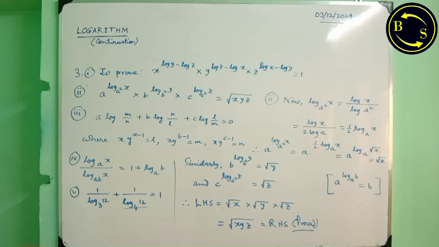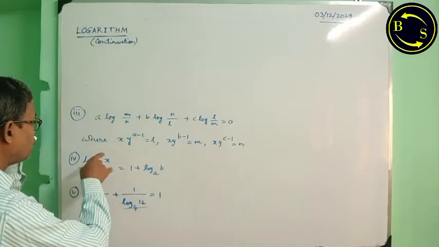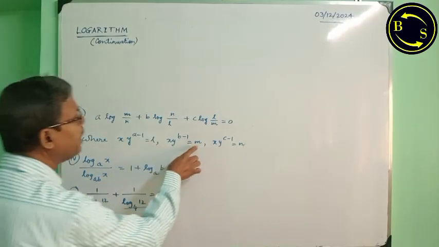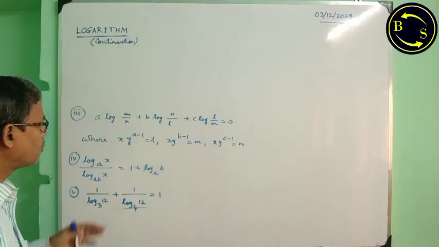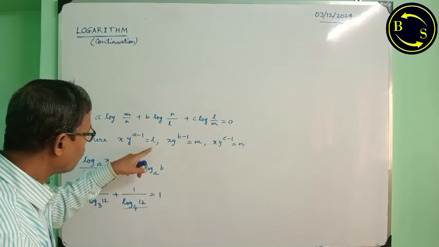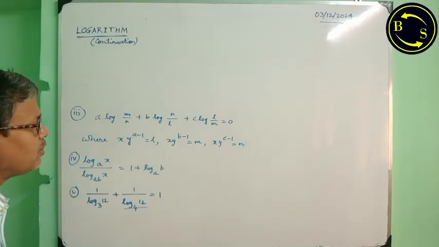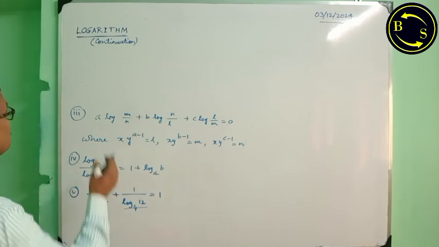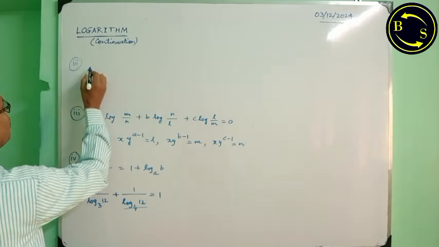Therefore, I solve second one. Then I move to sum number 3. Now, sum number 3. First we note values of L, M, N are given. That is why we calculate first log L, log M and log N. You see, we need those values.